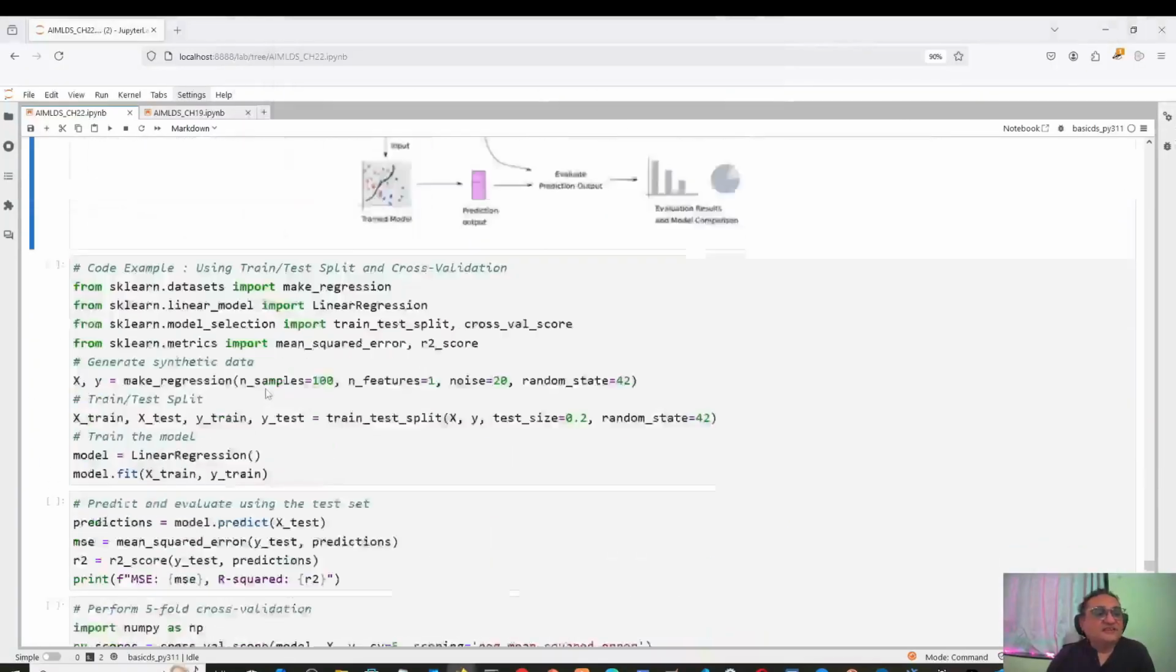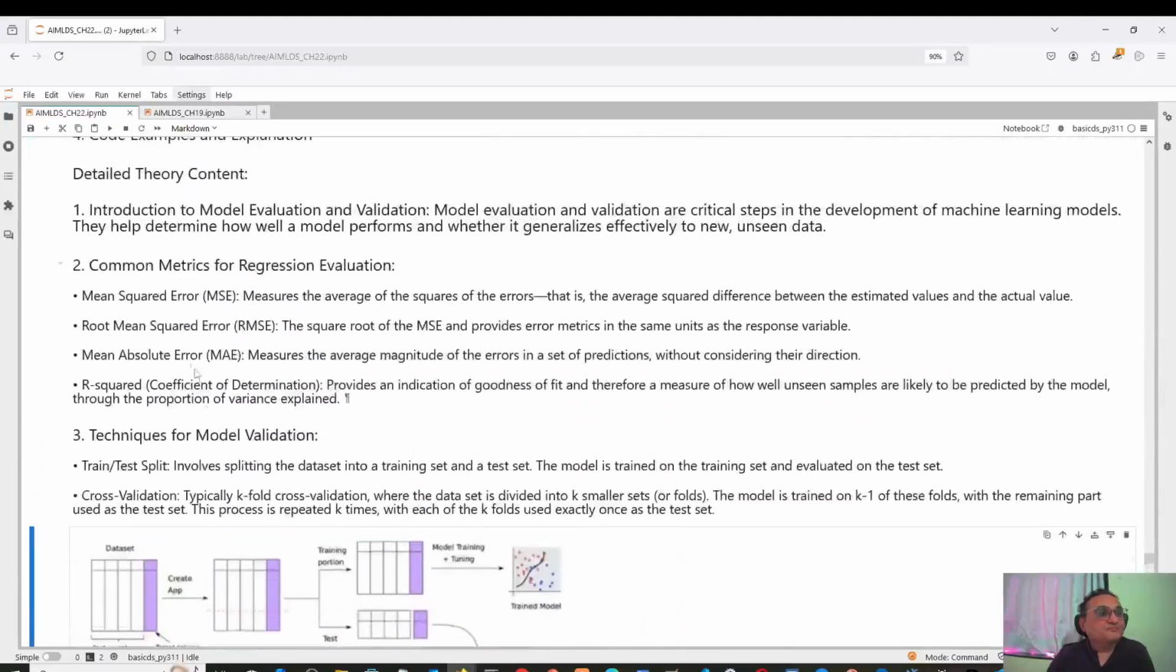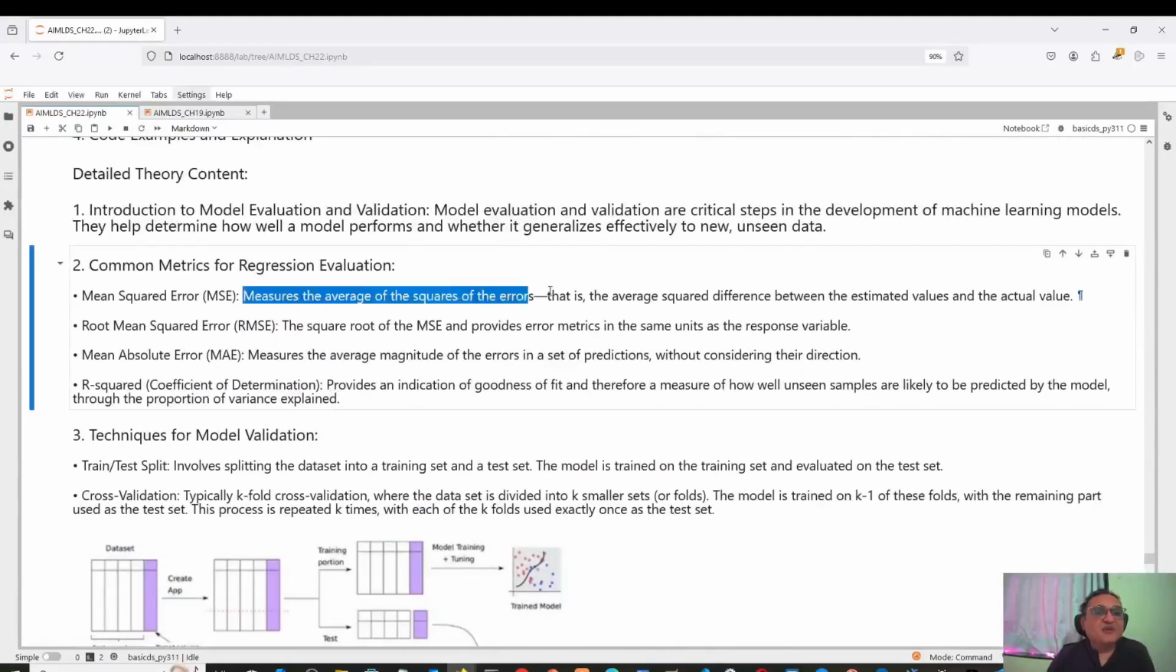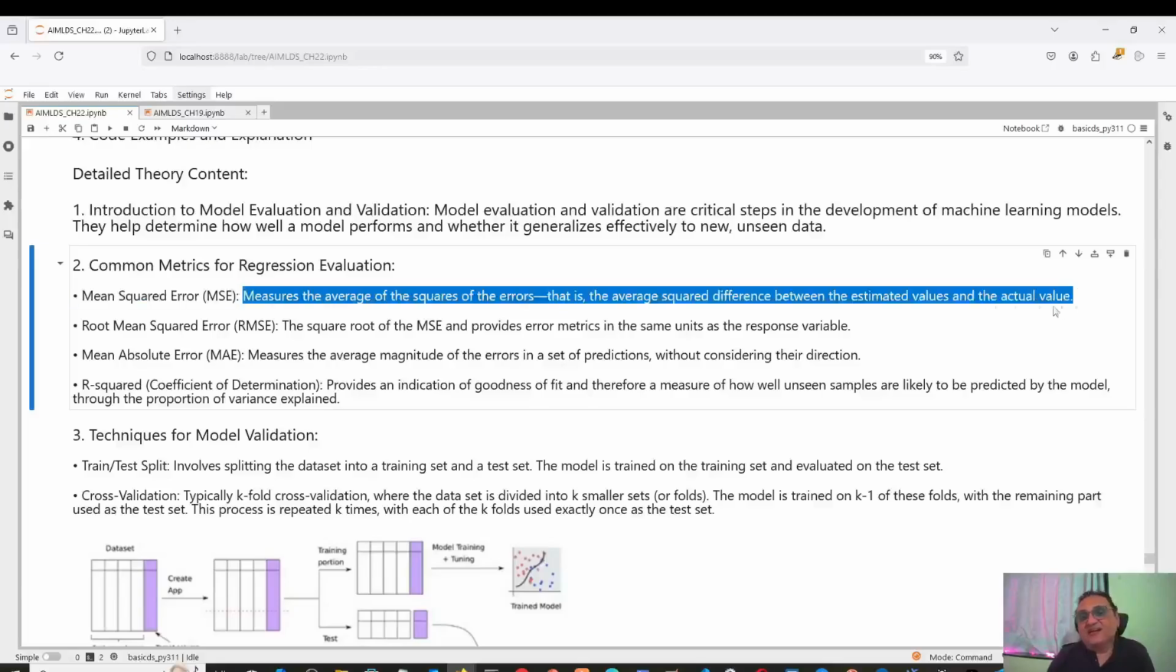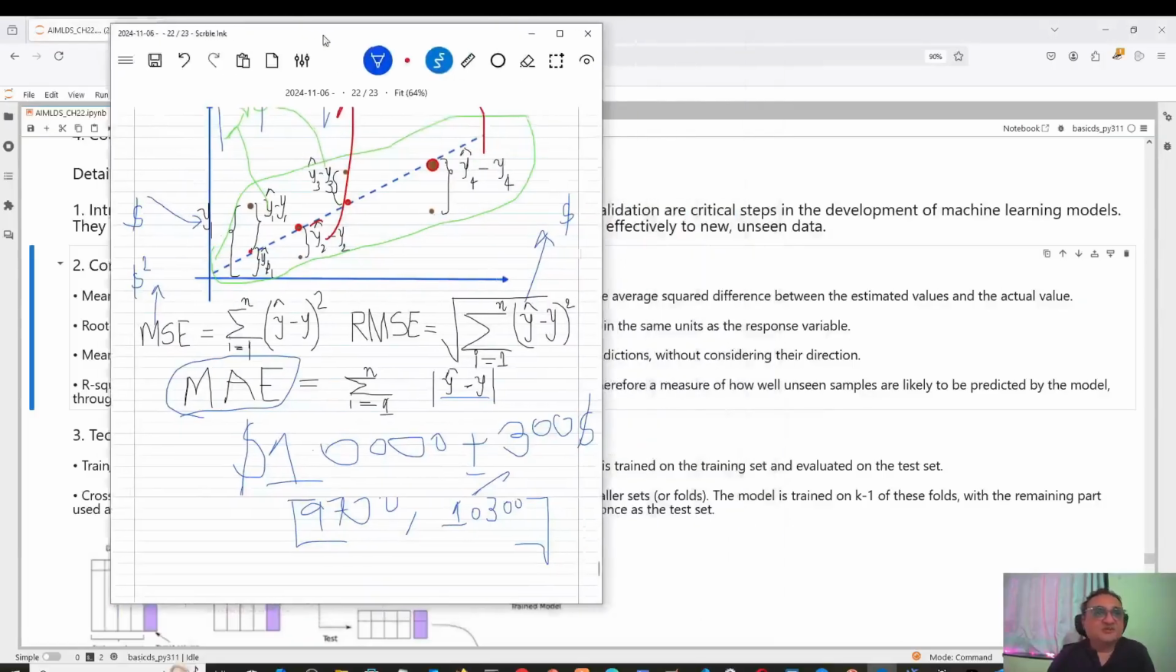Now let us do that. Mean squared error measures the average of squares of the error, that is, the average squared difference between the estimated value, and estimated means predicted value, and the actual value. Root mean squared error is the square root of the mean squared error, and provides the error metric in the same unit as the unit of the response variable.